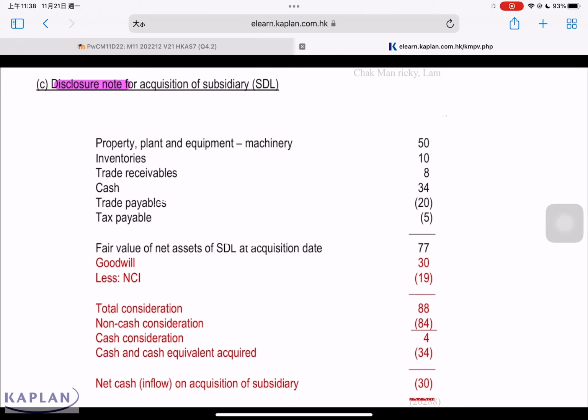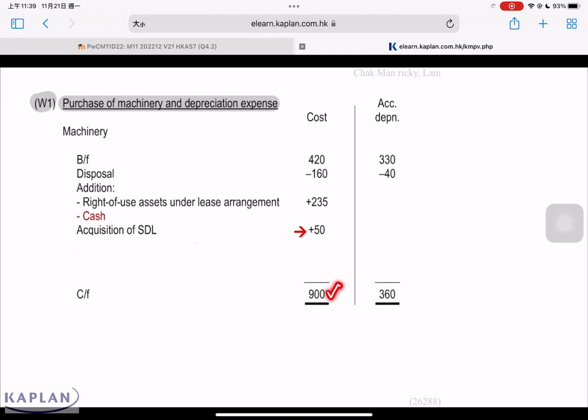The first item that we consider will be the machinery, $50. $50 is inside the closing, but the $50 is not inside the opening. This $50 increase is a non-cash item, increase due to consolidations. After that, you have to calculate the balancing figure. There's an increase of PPE because of purchase, 355. This 355 is the figure that we want to calculate. It's a balancing figure.